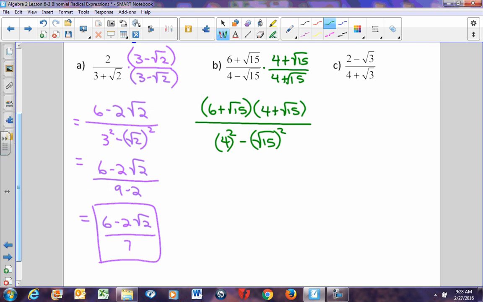So on the top, I'm going to multiply 6 times (4 plus the square root of 15) plus the square root of 15 times (4 plus the square root of 15). I can actually do this as I go in my head. Some of you can't, so that's why I'm showing the long way of doing this. On the bottom, you're going to have 16 minus 15.